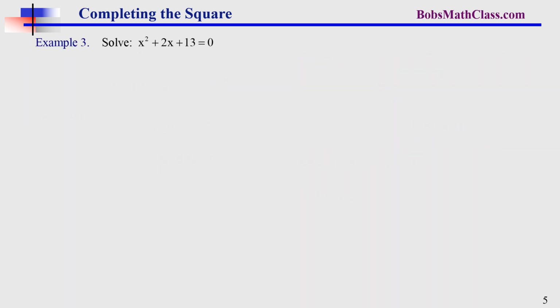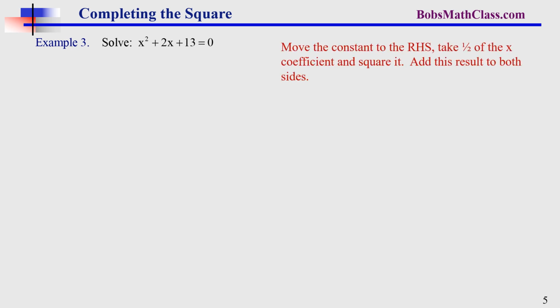Okay, here's our next example. Same steps. Move the constant to the right-hand side. Take 1/2 of the x coefficient and square it. Add this result to both sides. So first thing is, move that 13 to the right-hand side. It becomes negative when you move to the right-hand side.